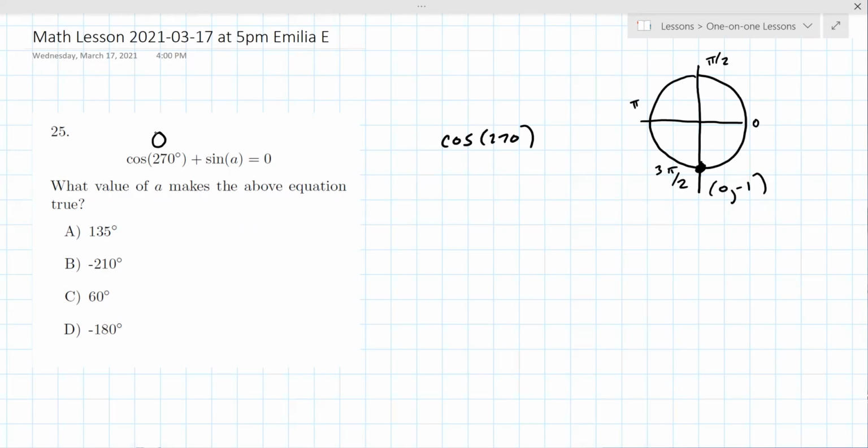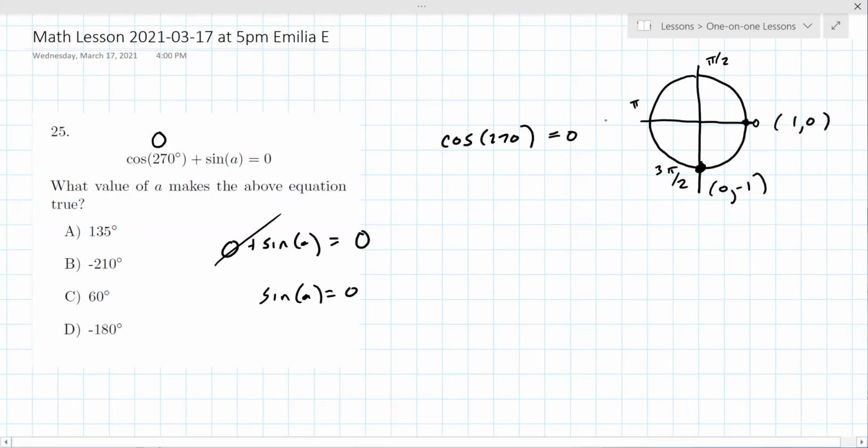You follow that? Cosine of 270 is 0. Yeah. Okay. So this equation becomes 0 plus sine A equals 0. So now where is sine A equal to 0? That's where you can maybe look at these answers, but that doesn't help you much if you don't know your unit circle. Sine is the y value, right? Like here it's 1 comma 0, minus 1 comma 0.